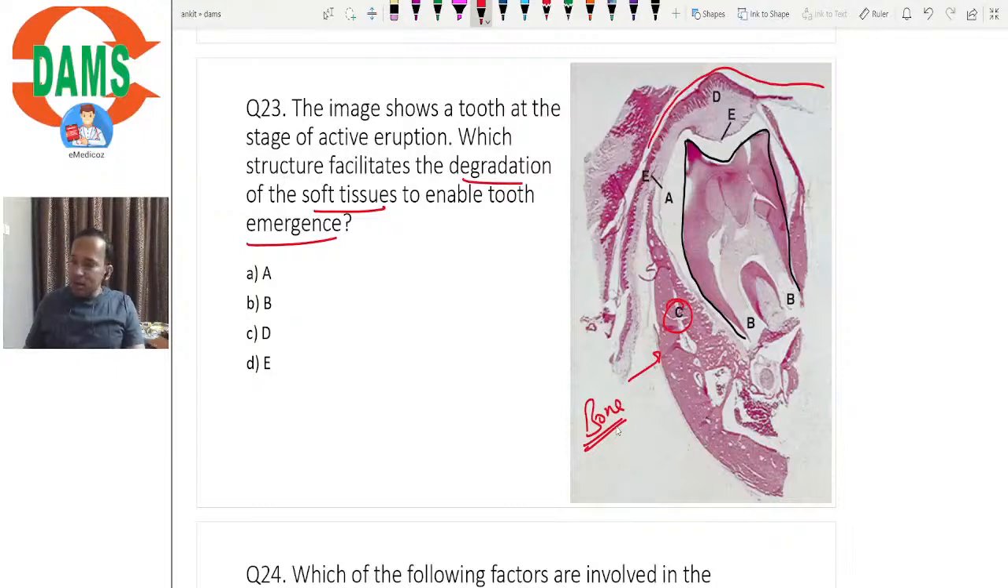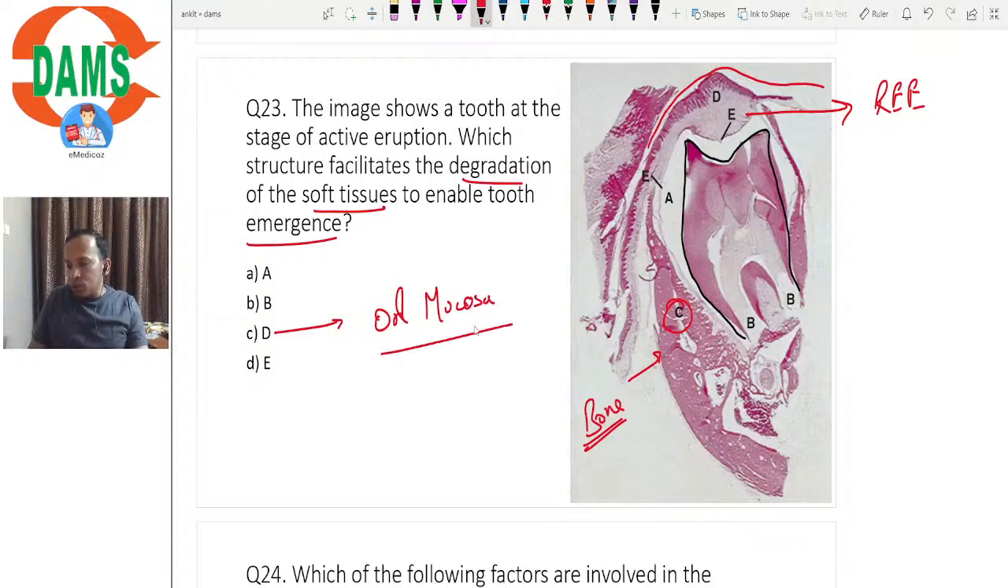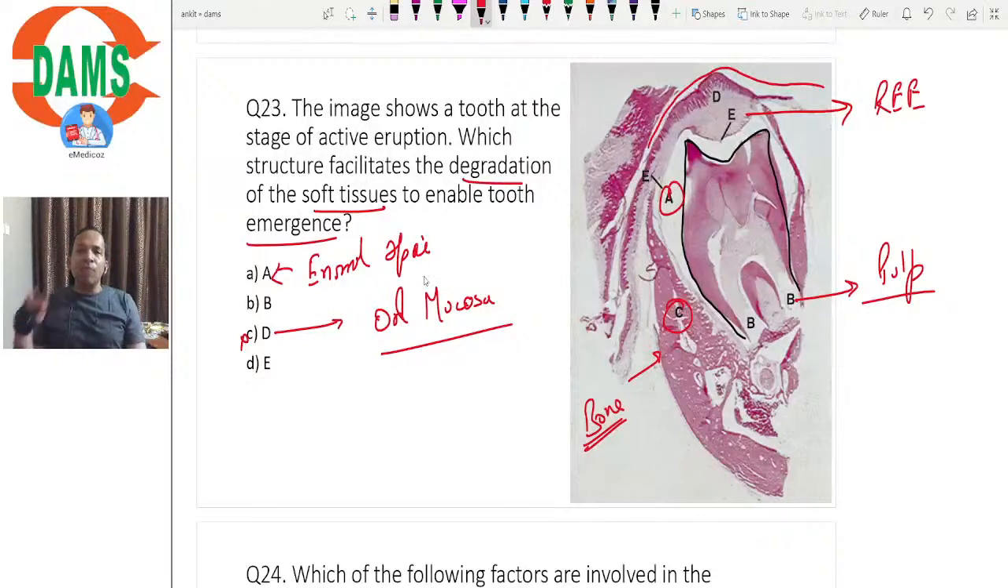Very good, Bhavna. So what is E? E is nothing but the reduced enamel epithelium. What is D? D is the oral mucosa. So we have to penetrate through the oral mucosa. In the question we are talking about dissolving this oral mucosa. So oral mucosa itself can't be the answer, isn't it? Then B, what is B? B is nothing but the pulp. Again, pulp would be wrong, isn't it? And then what is A? A is the enamel space. So this is the space formed by the loss of enamel.